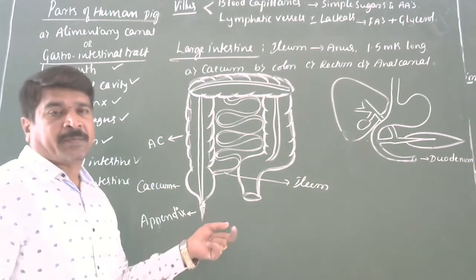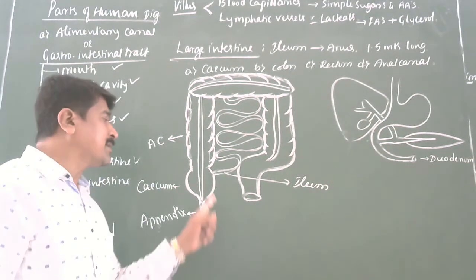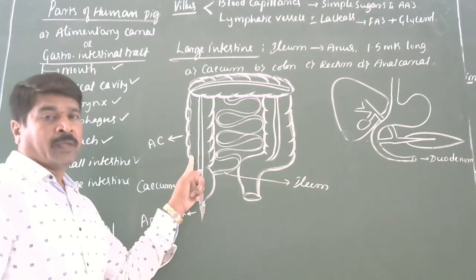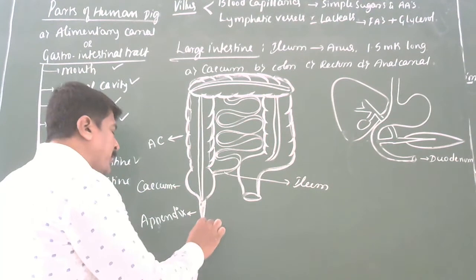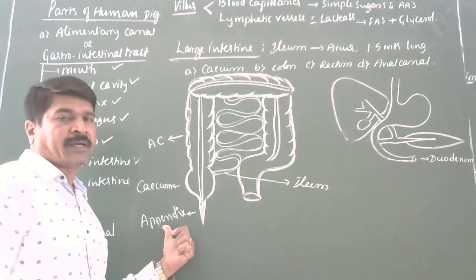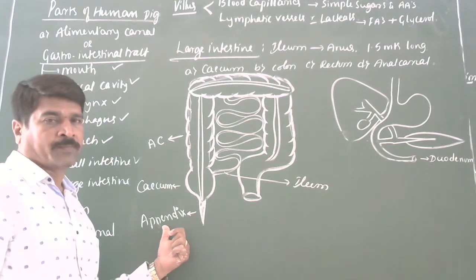So the cecum is a blind sac lying at the junction of the ileum and colon. It is provided with a finger-like projection called the vermiform appendix. It is a vestigial organ having no function in the human body.